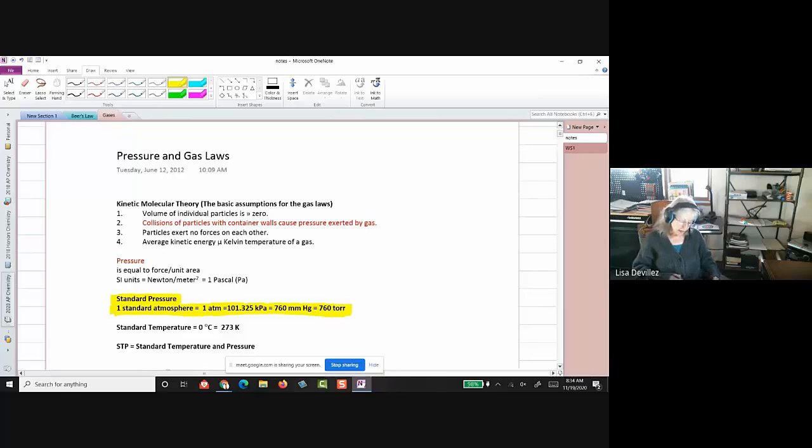Then the other thing we have is standard temperature. Standard temperature is 0 degrees Celsius, or 273 Kelvin. One of the things we're going to look at is that with gas laws, we always work in Kelvin. That's always the temperature unit that we use.